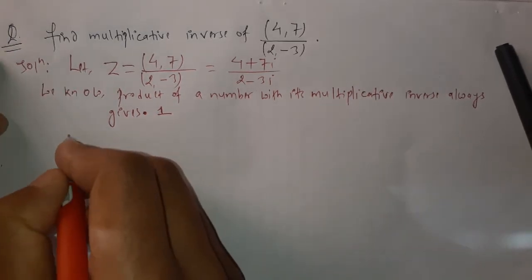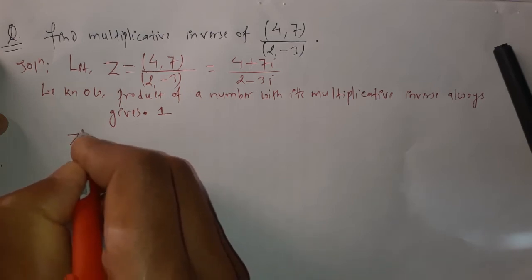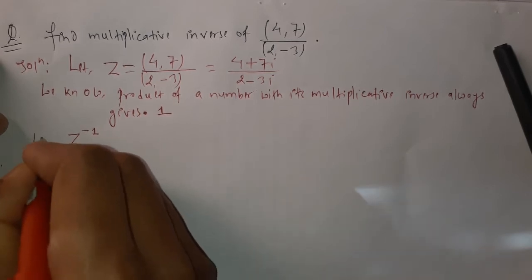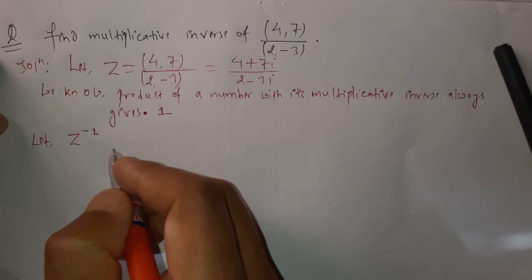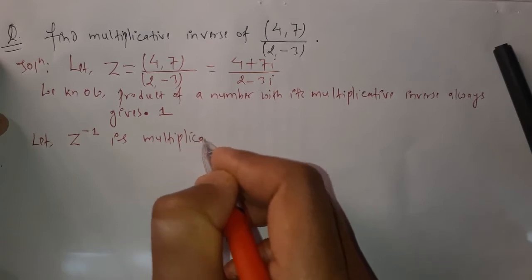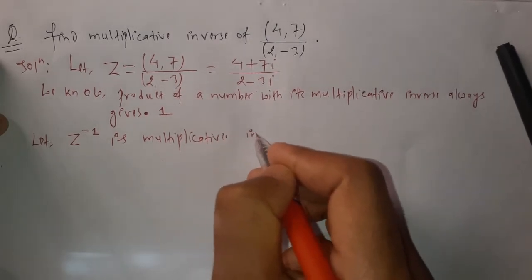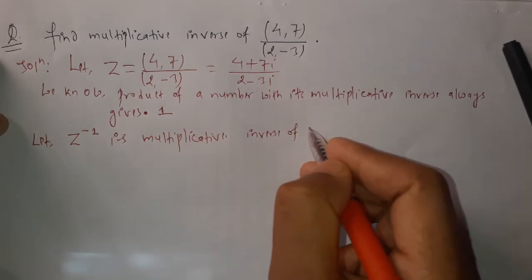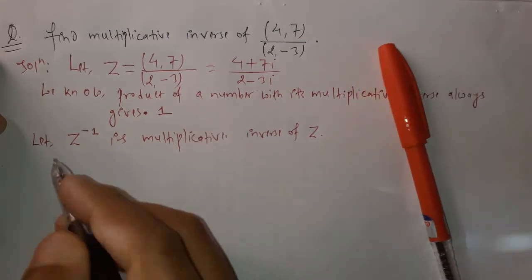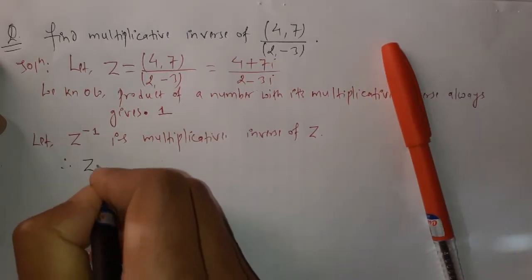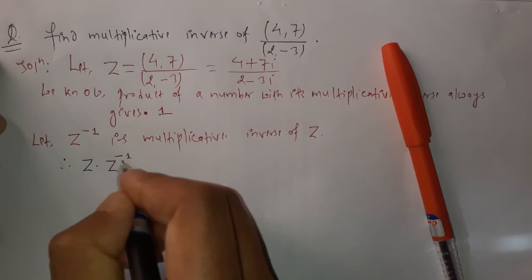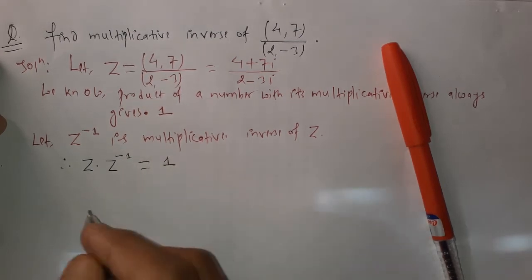Let us suppose z raised to the power negative 1 is the multiplicative inverse of the complex number z. So by using this statement, the product will always be 1. Therefore, the product of the complex number z and its multiplicative inverse, denoted by z to the power negative 1, is always 1.